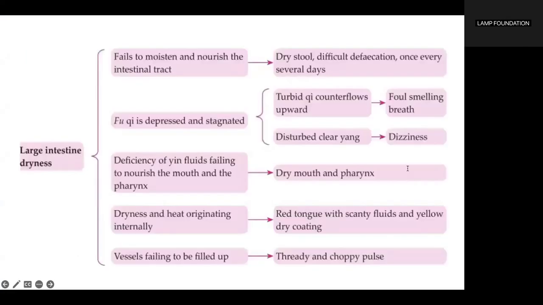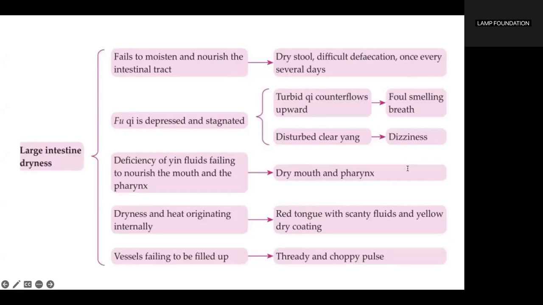Clinical manifestations: dry stool with difficult defecation, defecation once every several days, a dry mouth with foul-smelling breath, sometimes dizziness, a red tongue with scanty fluids and yellow dry coating, and a thready and choppy pulse.